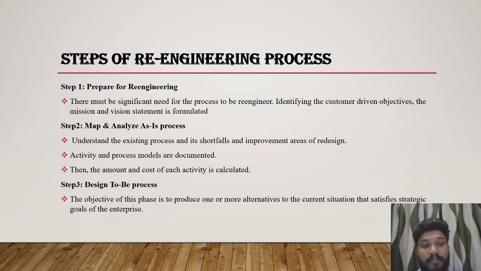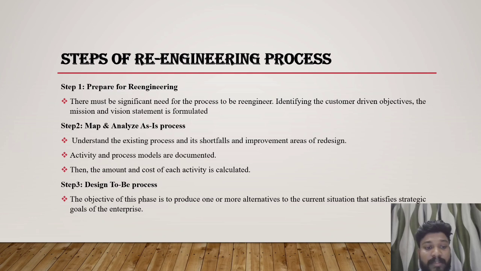The first step is preparing for re-engineering. There must be a significant need for the process to be re-engineered. Identify the customer-driven objective. The mission and vision statement is formulated. In this stage, we have to get ready for changes by planning and gathering the teamwork, resources, and understanding what needs to be improved. We have to prepare ourselves for improvement, and we should have some knowledge of what criteria or what strategy has to be improved.